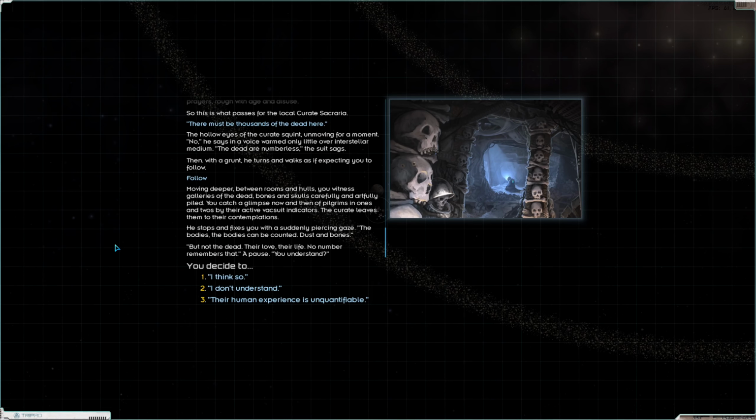Moving deeper between rooms and halls, you witness galleries of the dead, bones and skulls carefully and artfully piled. You catch a glimpse now and then of pilgrims in ones and twos by their active vac suit indicators. The curate leaves them to their contemplations. He stops and fixes you with a suddenly piercing gaze.